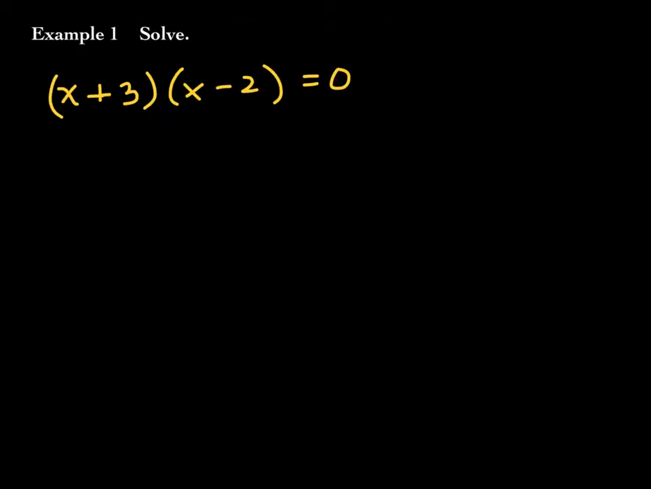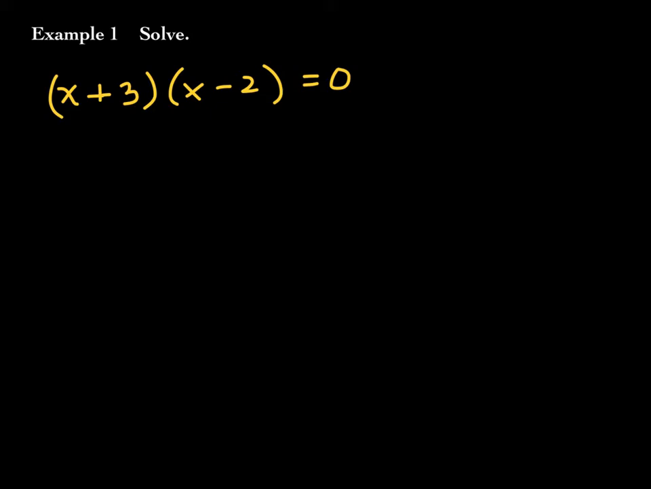Here's our first example, and the instructions say to solve for x. There are a couple things I want you to notice about this equation. Number one, it's factored already for you. That's great news. Second, this equation is set equal to 0. That's also really great news. We can use the principle of zero products that says if this factor times this factor is equal to 0, that means one of these factors must be 0.